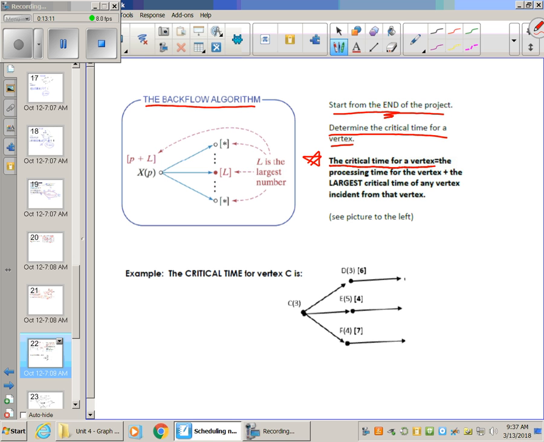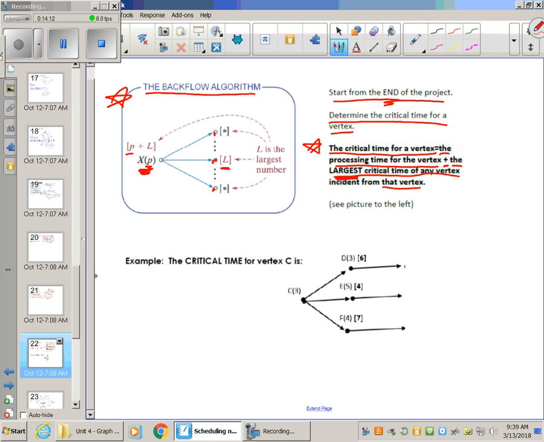The critical time for a vertex, okay, what we've been finding, is the processing time for the vertex, which is in parentheses, plus the largest critical time of any vertex coming from that vertex. Okay? This right here is a good visual representation. Let's look at it. So, if I'm trying to determine the critical time of this vertex X with its processing time P, it says to add P to the largest critical time of the one that it's pointing to. Okay, so here we got these three different tasks that P is pointing to, and the one with the biggest critical time is the one that we add the processing time of X2, and then we have its critical time. L plus its processing time P gives us its critical time.